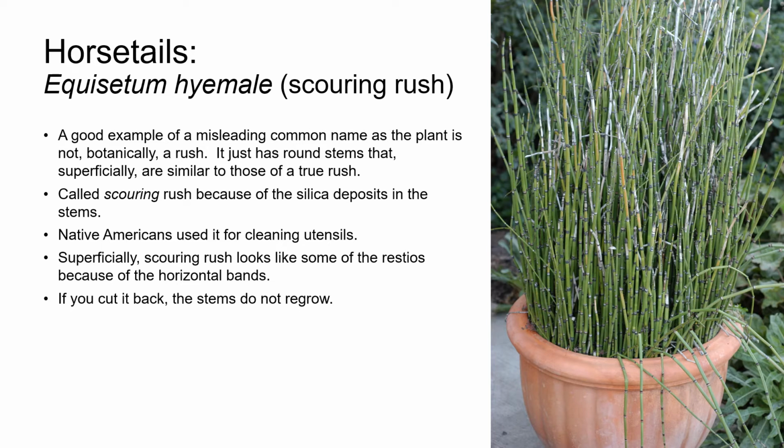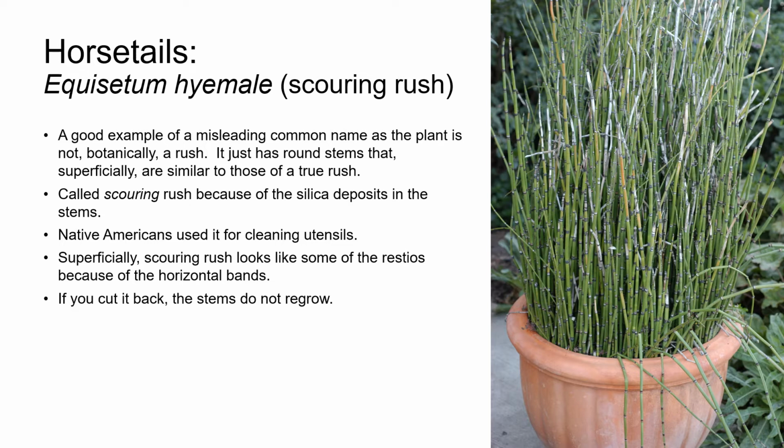Only one horsetail is commonly found in California nurseries, the scouring rush or Equisetum hyemale. It also grows naturally in Santa Cruz County, and you can often see it growing in places that are typically moist year-round. Scouring rush is another good example of a misleading common name, as the plant isn't botanically a rush. It just has round stems that superficially are somewhat similar to those of a true rush, and, like many of the true rushes, it also grows in moist soils in the wild.